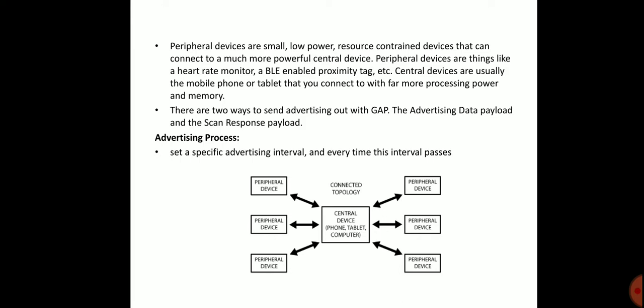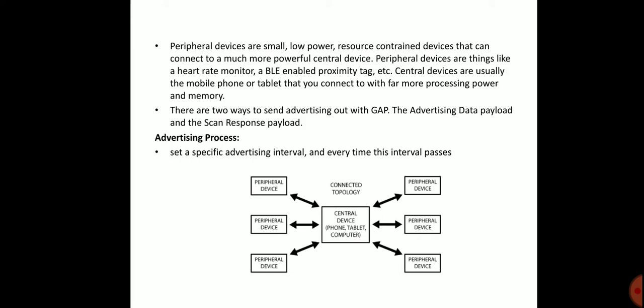Now, peripheral devices are small, low power, resource-constrained devices that can connect to much more powerful central devices. Peripheral devices are things like a heart rate monitor or a BLE-enabled proximity tag. The central devices are usually a mobile phone or tablet, which have far more processing power and memory.